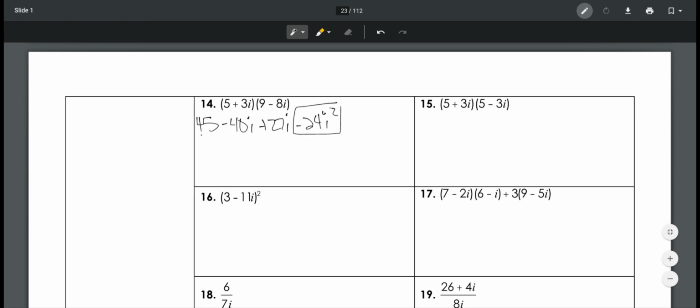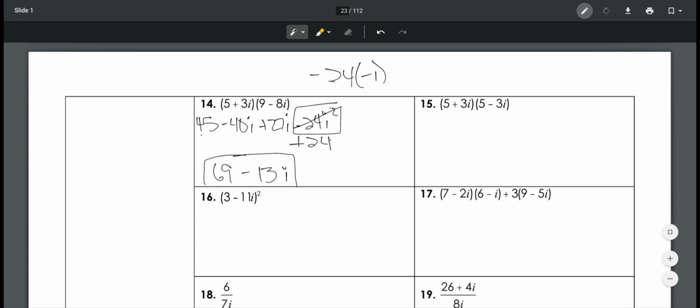So negative 24i squared becomes plus 24, because remember, every i squared is equivalent to a negative 1. Now I'm going to go through and add up my i's. 45 and 24 give me 69. Negative 40i plus 27i gives me negative 13i. I have a final answer in complex form, a plus bi.